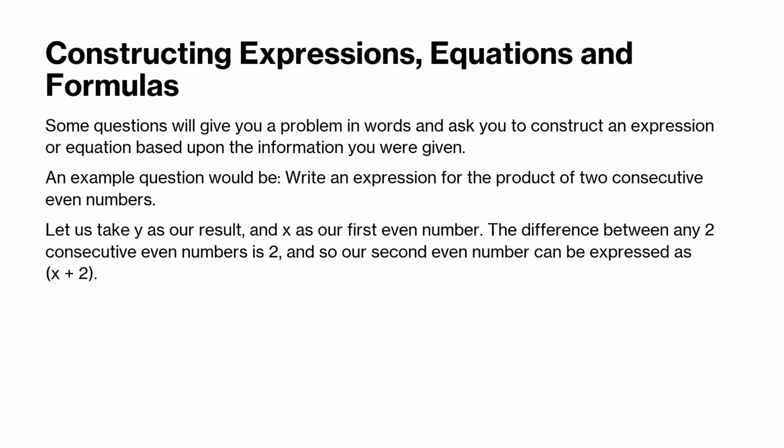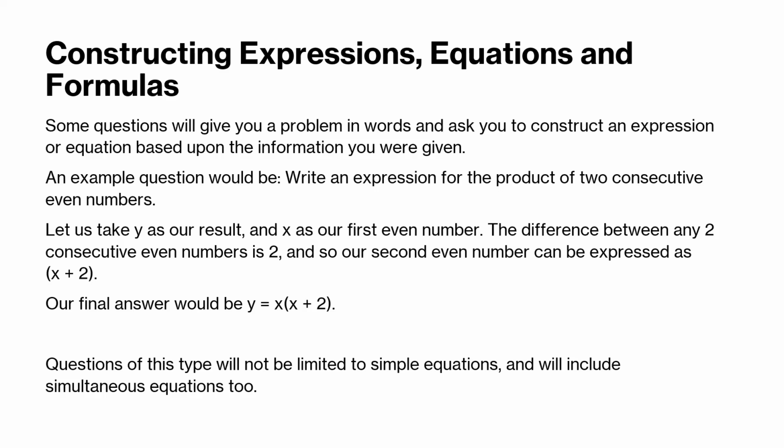Let's take our y as our result and x as our first even number. The difference between any two consecutive even numbers is always 2. 2 plus 2 is 4, which is the next even number, and so on. So our second even number can be expressed as x plus 2. x is our first even number. Our final answer would be y equals x multiplied by x plus 2: our first even number multiplied by our second even number. Questions of this type will not be limited to simple equations and will include simultaneous equations too.